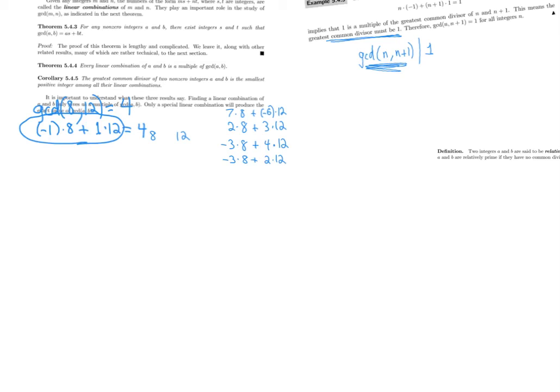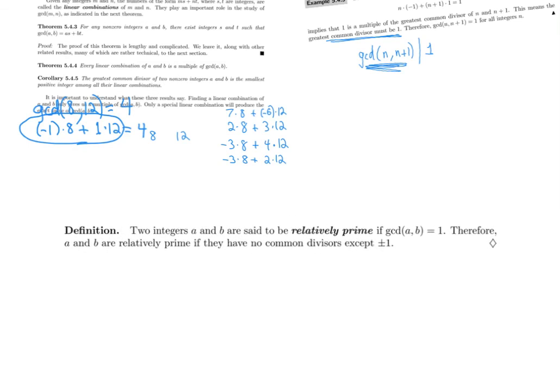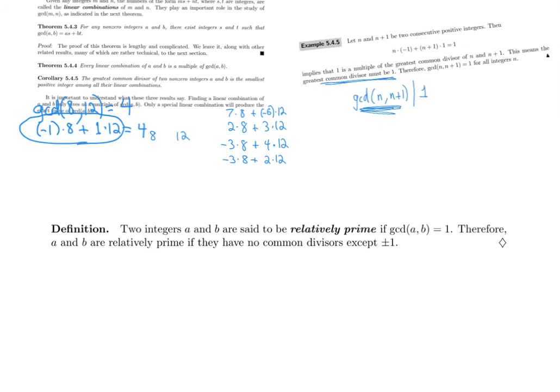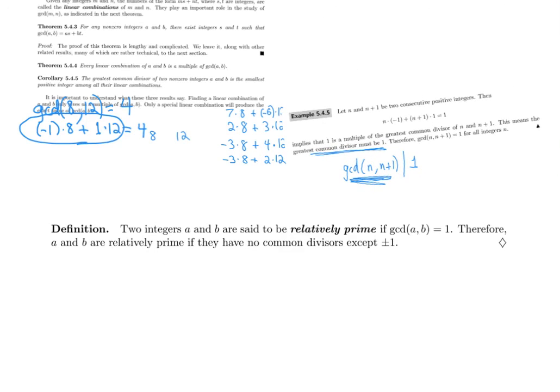Before we continue exploring linear combinations of integers, we're going to look at one quick definition, which says two integers a and b are relatively prime if their GCD is equal to 1. Another way to say that is their only common divisors are plus or minus 1. Notice that in the last example, we have a pair of integers that are relatively prime because their GCD is equal to 1.